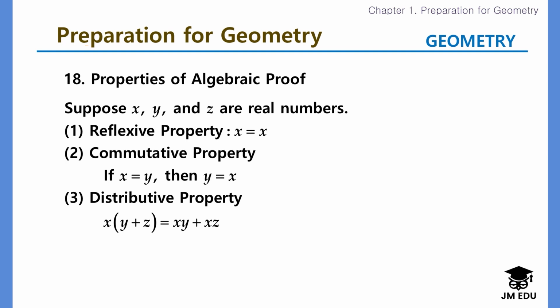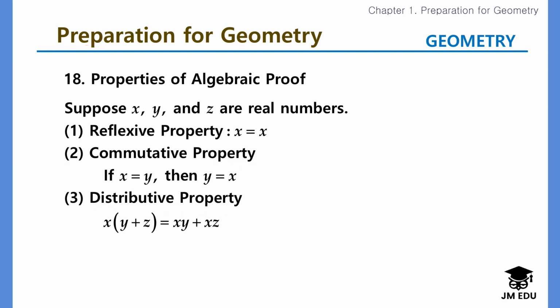Number 18. Properties of algebraic proof. Many of the rules of algebra are used to prove many theorems in geometry. Okay, we're going to look at these details of algebraic proof. Suppose x and y and z are all real numbers. If x is equal to x, then we say that that's the reflexive property. If x is equal to y, then we can say y is equal to x, right? If we switch these two, we say that that's the commutative property.